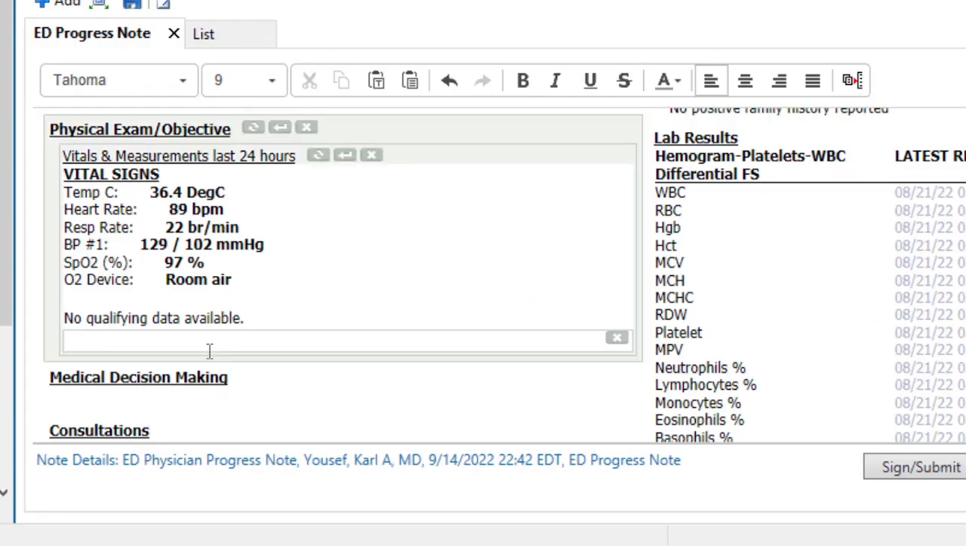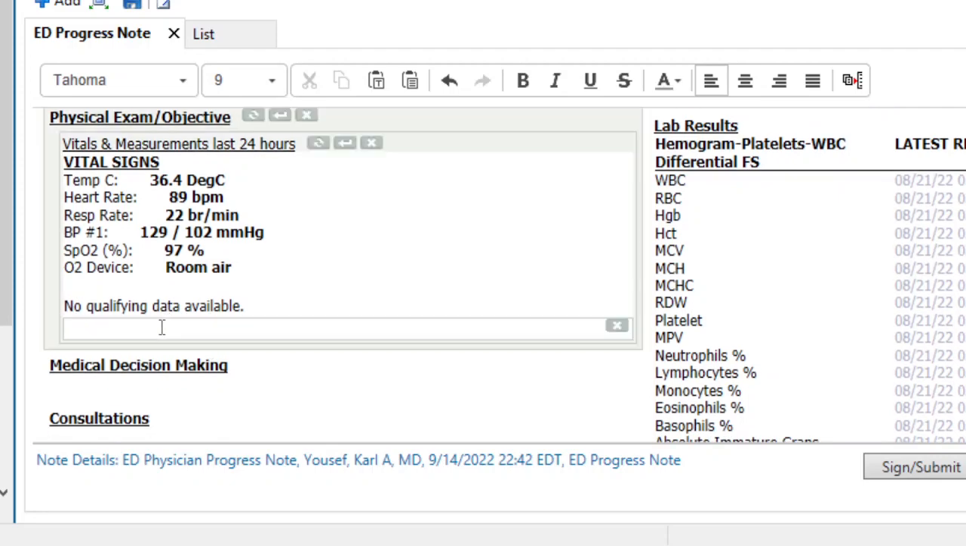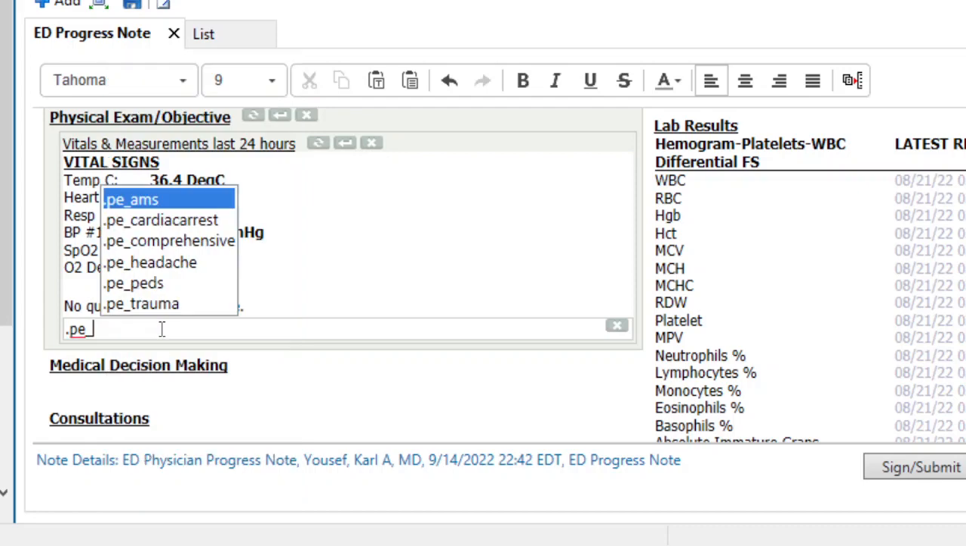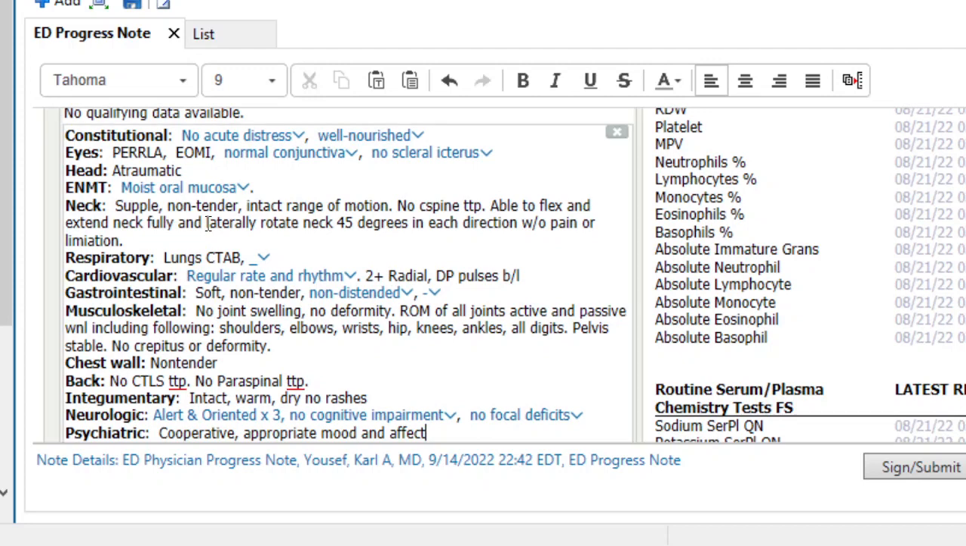So here we are back in the note, and we are looking at our physical exam here, and we have a patient here who has undergone a trauma. So we can look at our few physical exam categories that generally cover many of the things that we are looking for. So we are looking for a physical exam trauma. We can go here. We easily have our whole physical exam trauma.